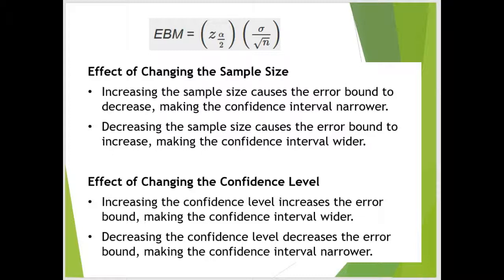Now, if we change the confidence level, so that was the percentage that we looked at, like a 90% or a 98% confidence level in the previous examples. If you increase the confidence level, that increases the error bound and the confidence interval is wider. So if you decrease that confidence level, then that is going to make the confidence interval narrower.